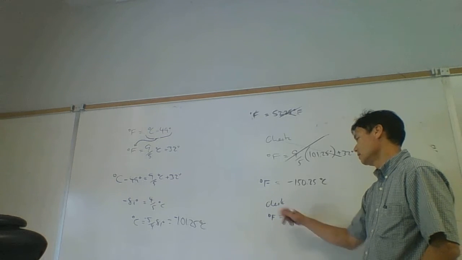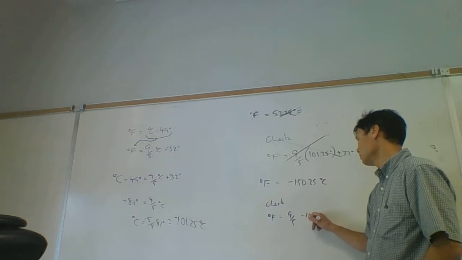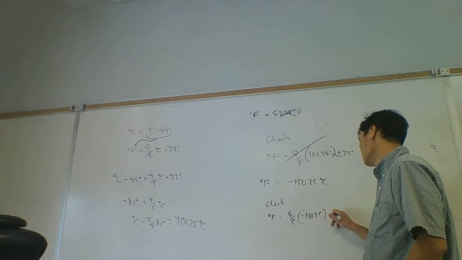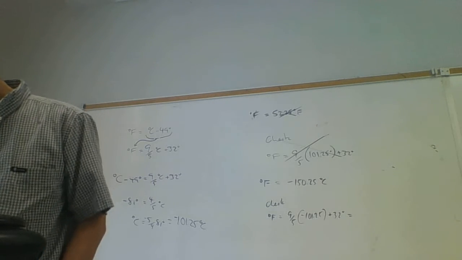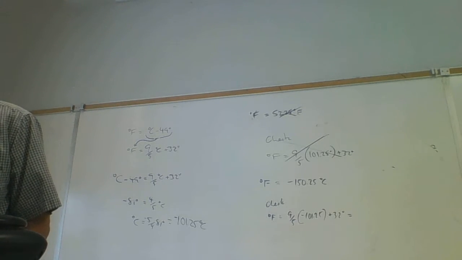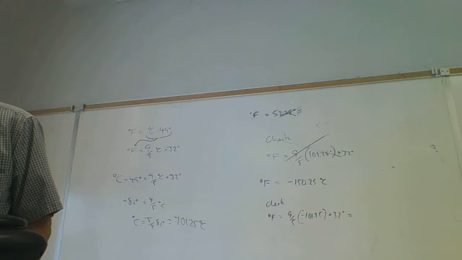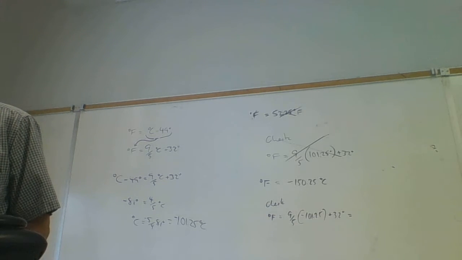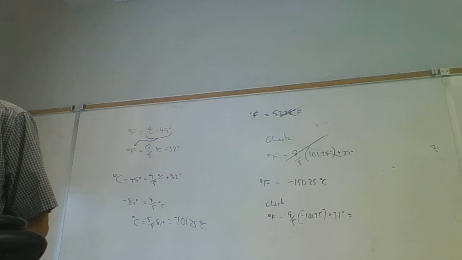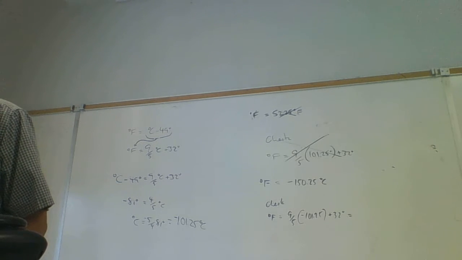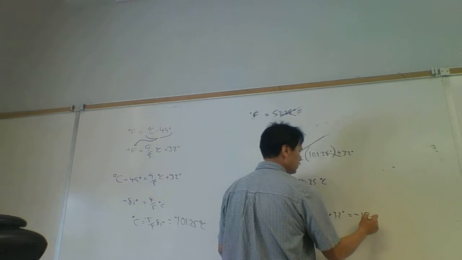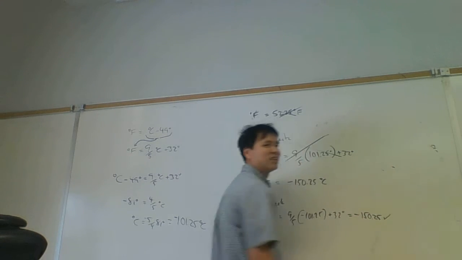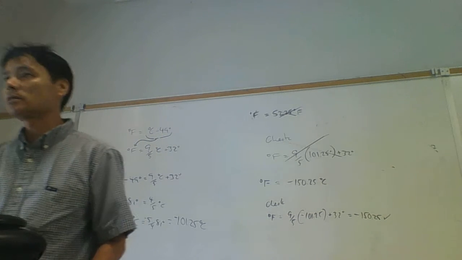And so what we'll do is we'll do the same thing. It's going to be 9/5 times the degrees Celsius, minus 101.25, plus 32. And so 9 times negative 101.25 divided by 5 plus 32 equals negative 150.25. So that checks out. Both temperatures are the same, and we meet that secondary constraint.